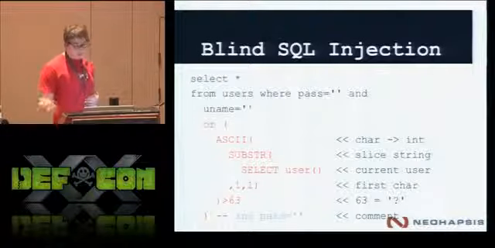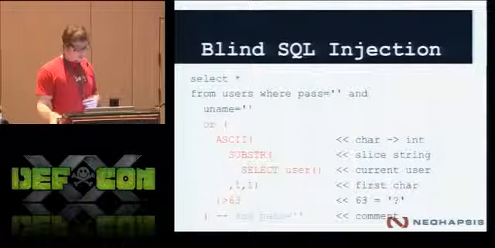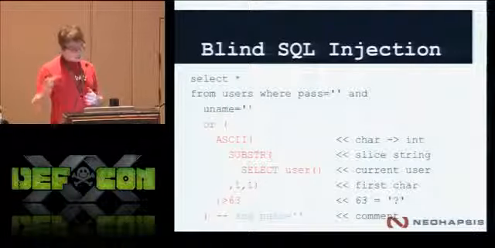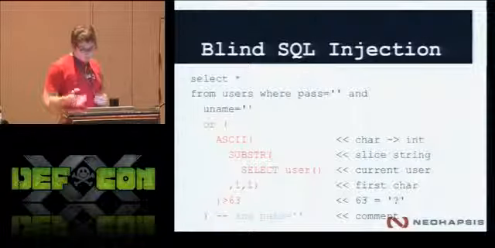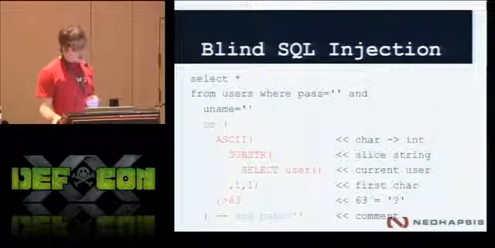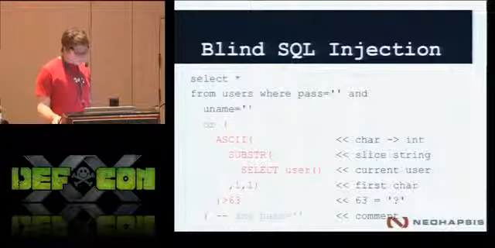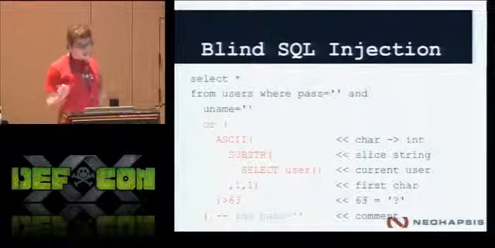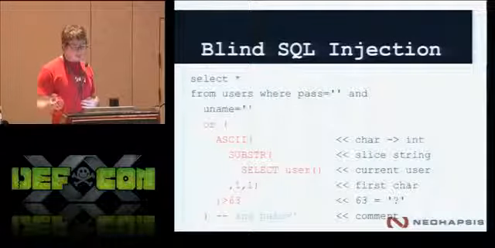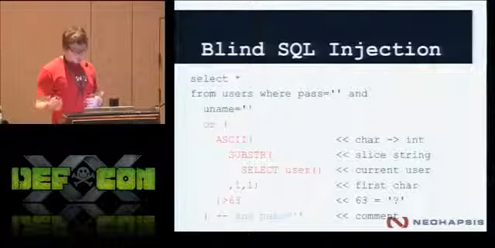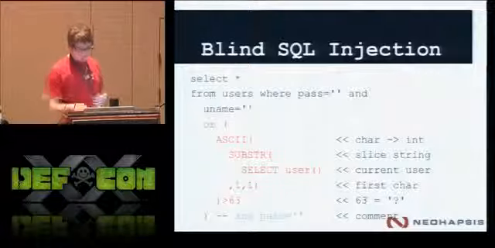So we're selecting star from users where password equals tick tick, and username equals, and then we tick at that; we close out at that point, and here's where we inject our code. So we're saying OR the ASCII, which is going to take a character and turn it into an int, the substring command, which is going to basically slice the string. The way that works is it's going to slice the first position, which happens to be a select statement. So basically we're going to first query the user object, and then you see the 1 and the 1.